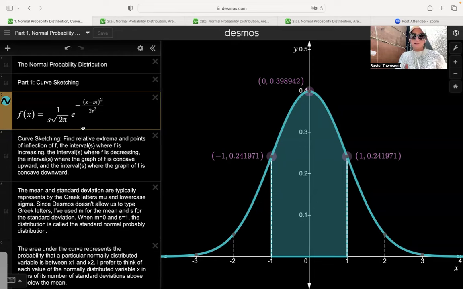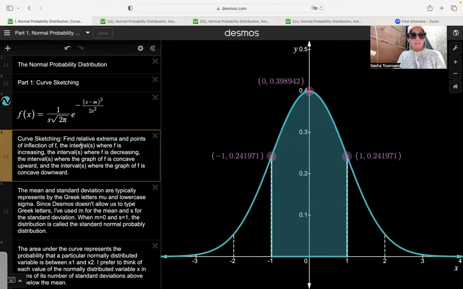Usually those letters are reserved for something else in statistics, but these are the letters that we're using in this particular notebook. So we wanted to find the relative extrema, points of inflection, intervals where the function's increasing, decreasing, and all of that. And I think we did.